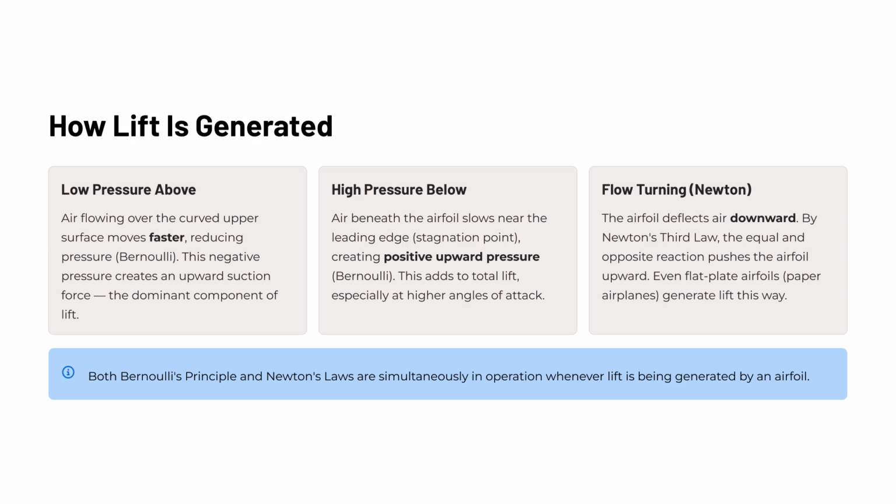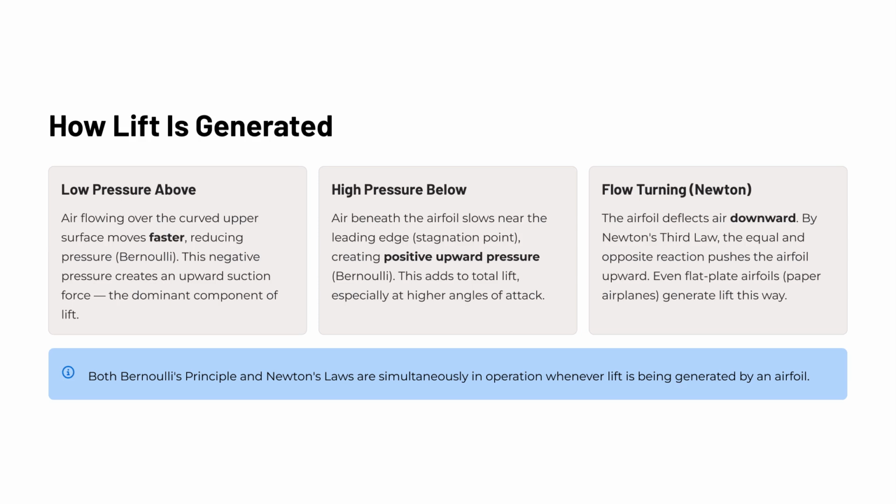Beneath the wing, the opposite occurs. Air slows as it approaches the leading edge, creating a stagnation point where pressure builds. That higher pressure below, relative to the upper surface, contributes an additional upward force. This effect becomes increasingly significant as the angle of attack increases.